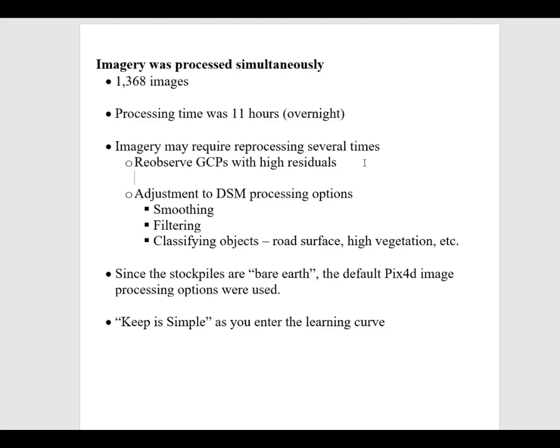Oftentimes, I wound up processing the drone imagery several times. Maybe you have a GCP with a high residual and you go back and look at some of the images and you didn't get a real good pointing on some of them. There is an automatic pointing routine that sometimes doesn't do a good job, and so you touch up some of your GCP observations, wind up adjusting the DSM filtering and smoothing algorithm.